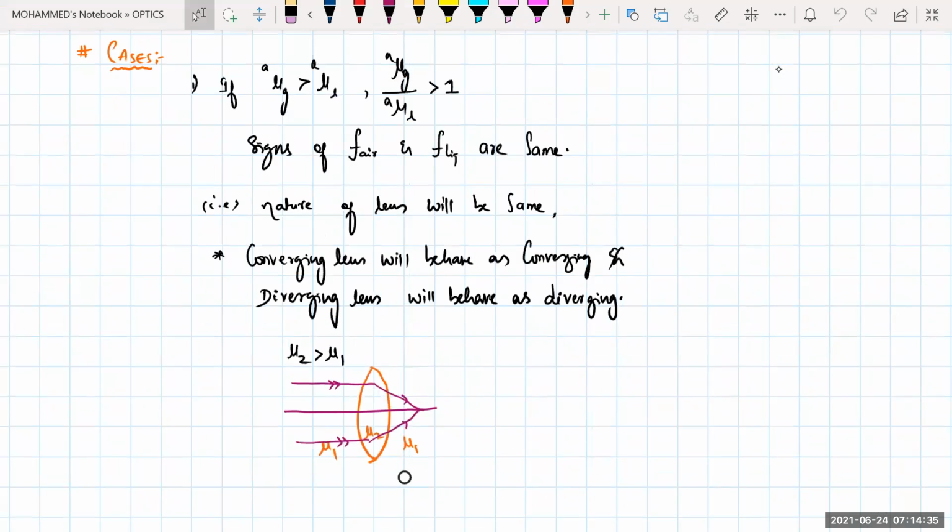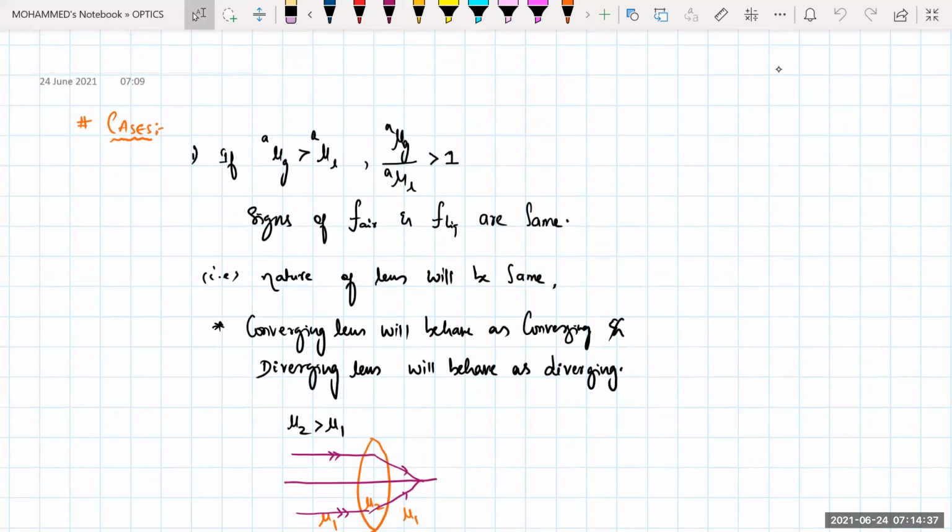Okay, so what is the condition, beta? If the refractive index of glass with respect to air is greater than the refractive index of liquid with respect to air, then the ratio of the refractive index of glass to the refractive index of liquid will always be greater than 1. So in this condition, the sign of the focal length in air and the focal length in liquid will be the same, beta.